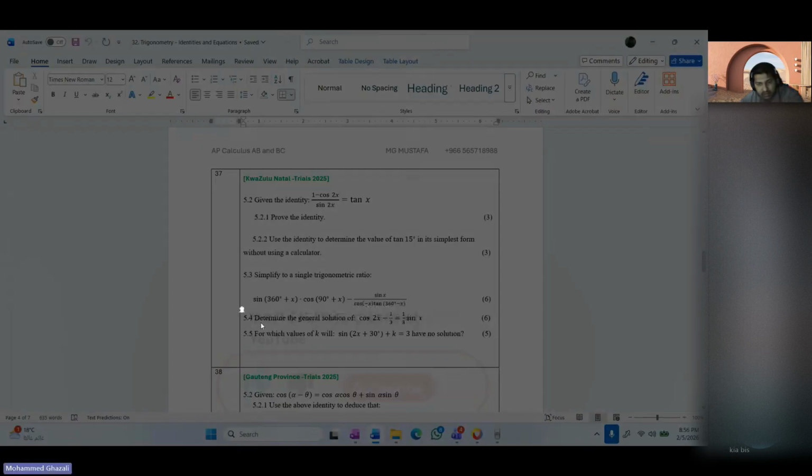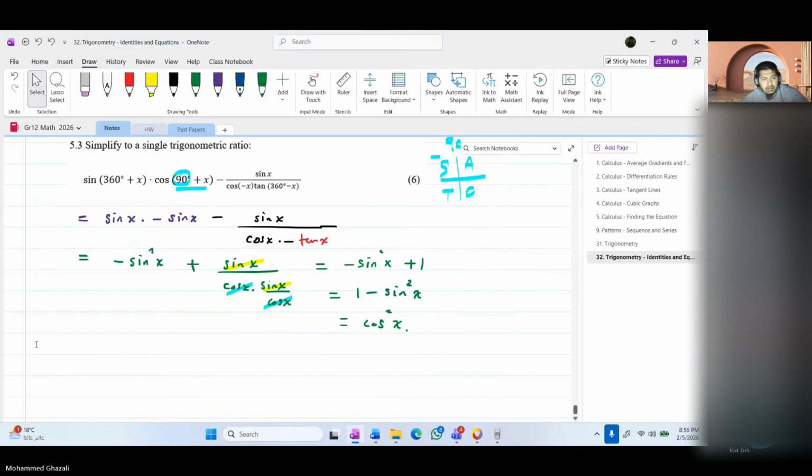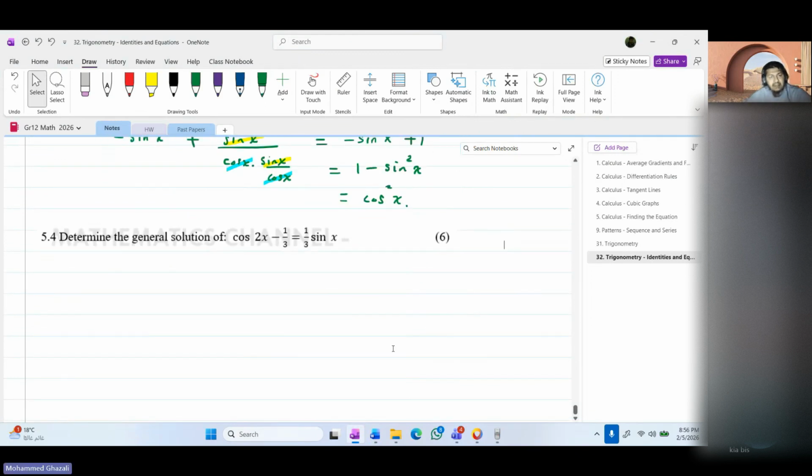Last two questions. Determine the general solution of this. How? Okay, this will give us an indication of what to solve, right?